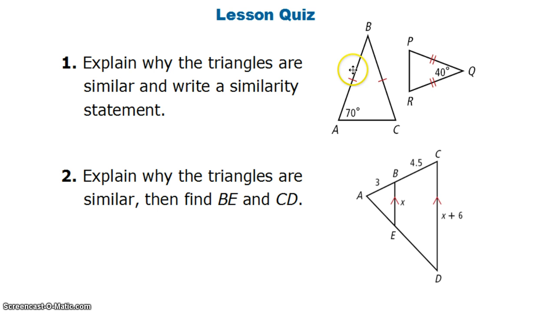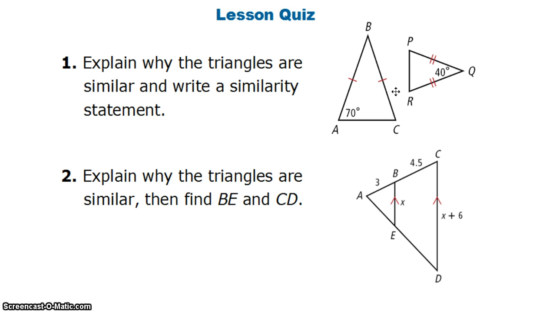Actually, you can't use SAS, because we don't know those side lengths. If we know 70 and 40, what could we say about P and R? I think it's better to say AA, because we know the angles, but we don't know the side lengths. We actually know the degrees of those angles, but we don't know the lengths of these sides.